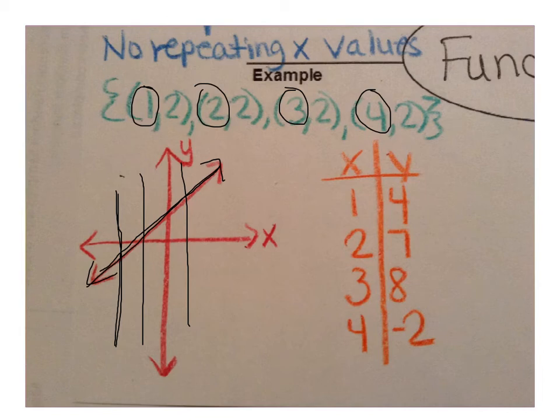Now let's look at the input-output table, or XY table. Remember I said that a function has no repeating x values. So if we look here at our x values, we have 1, 2, 3, and 4. Are any of those numbers repeating? No, they are not. Therefore, this would be a function. So if you are ever given a set of ordered pairs, you look to make sure there are no repeating x values. If there are no repeating x values, it's a function. Same way with an input-output table. Look at your x values. Then when you go to a graph, see if it passes the vertical line test.